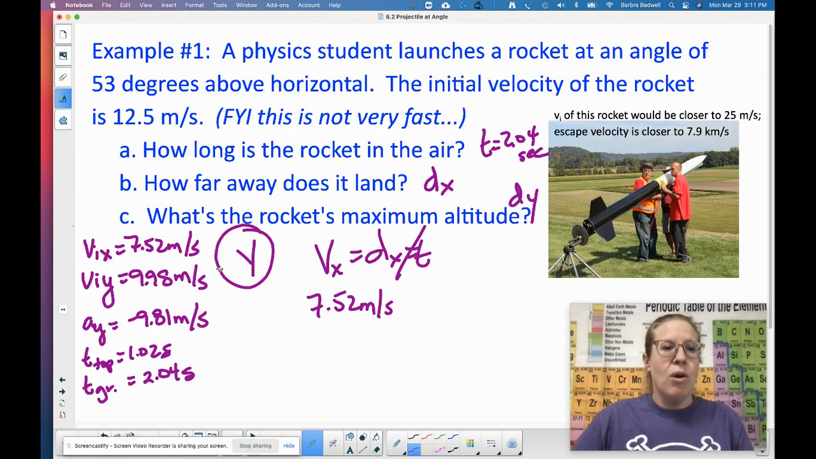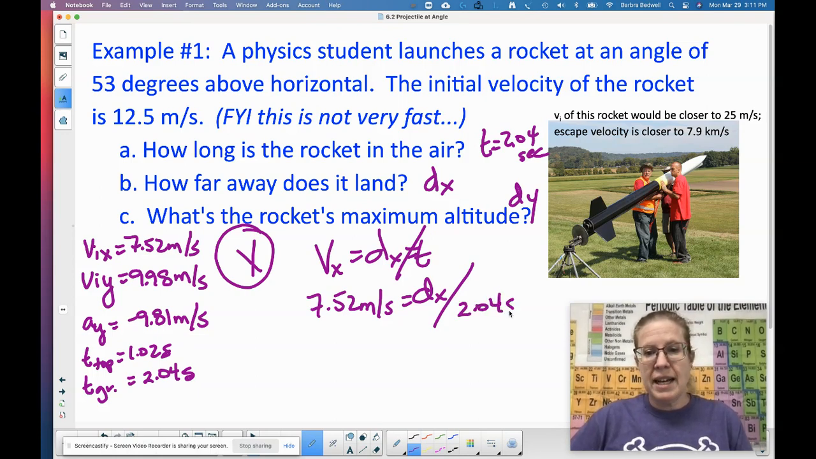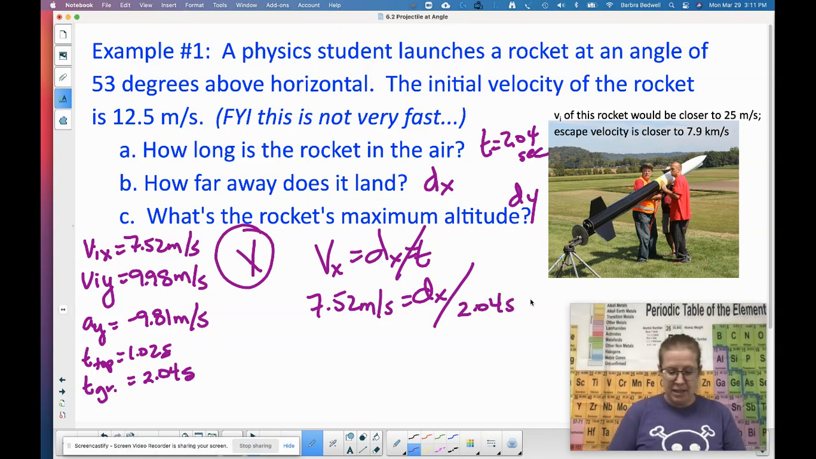Again, it's going to end at the same speed that it started at, horizontally. Horizontal component. So now I'm using my X components is all I'm using. DX is what we're trying to find. Where does it hit the ground? Divided by our total time back to the ground again, 2.04 seconds. Again, not time to the top because that's not when it's on the ground.